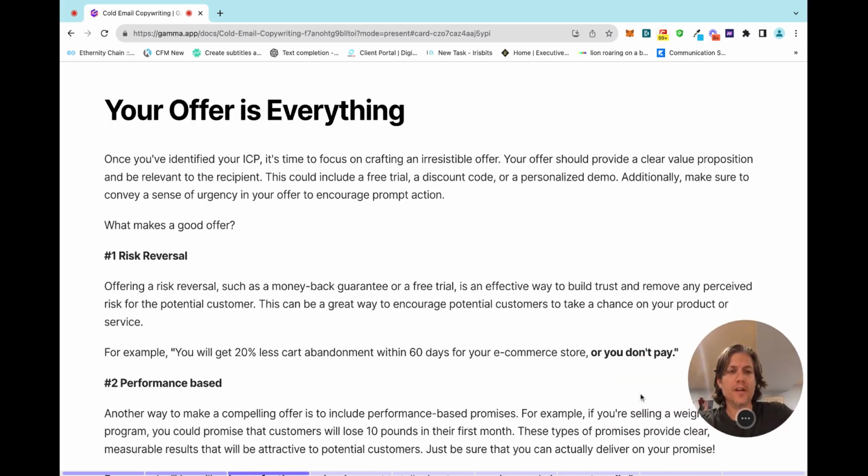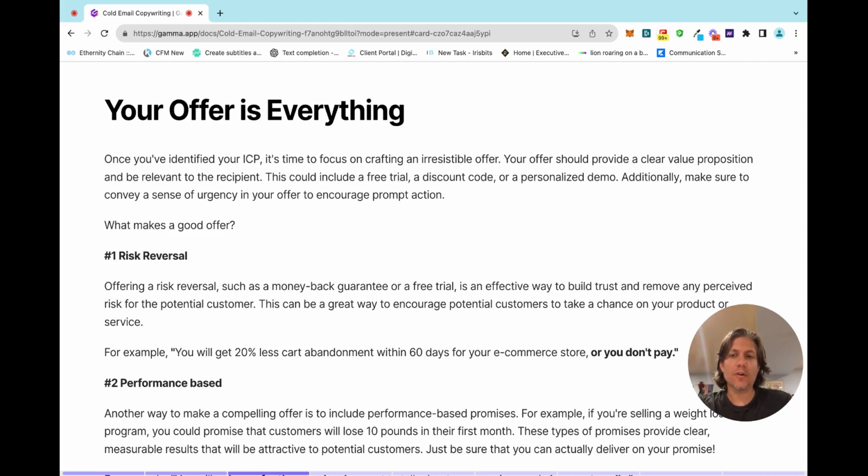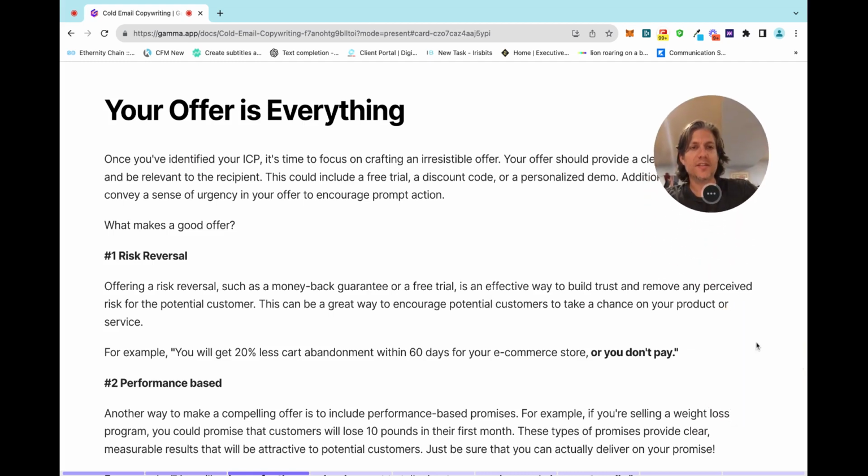So your offer is everything. Basically, once you've identified your ideal client profile, you can really start honing in on your offer. And it should definitely provide clear value. You want to display a sense of intrigue during this, and here's what really makes a good offer. There are several points. Number 1 is risk reversal. Offering risk reversal is like a money back guarantee or a free trial. You really want to build trust and perceived value and remove any perceived risk.